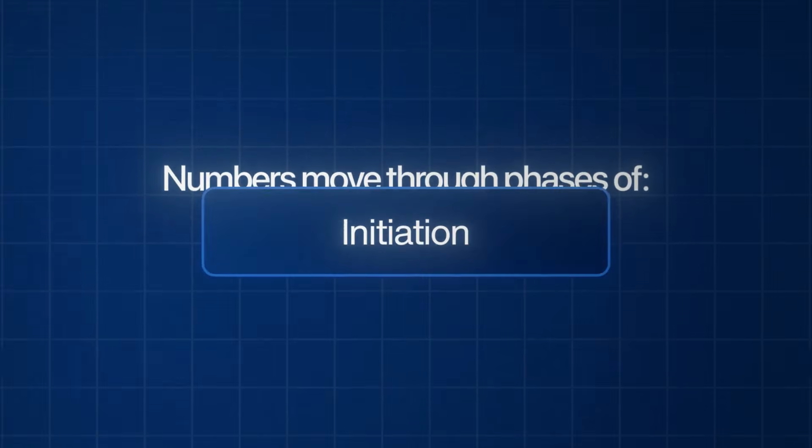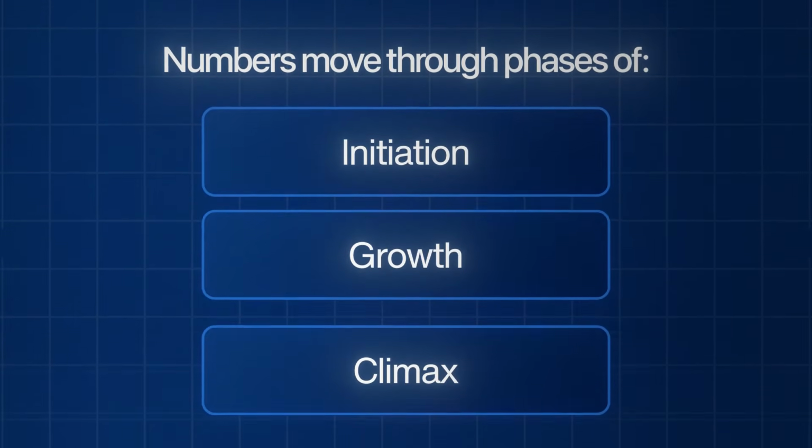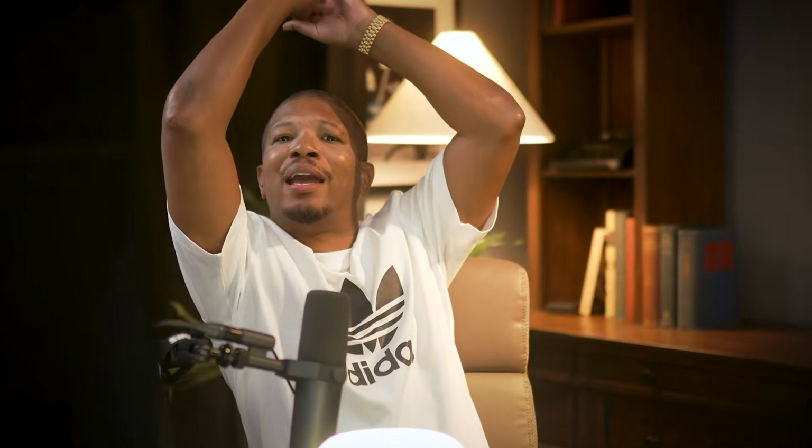So in our work, we focus on the numbers 1 through 9, as well as master numbers, because they represent a complete cycle of movement. Just like the markets move through accumulation, expansion, distribution, and reset, numbers move through phases of initiation, growth, climax, and completion. And once you understand what phase the market is in, you're no longer reacting, you're anticipating.